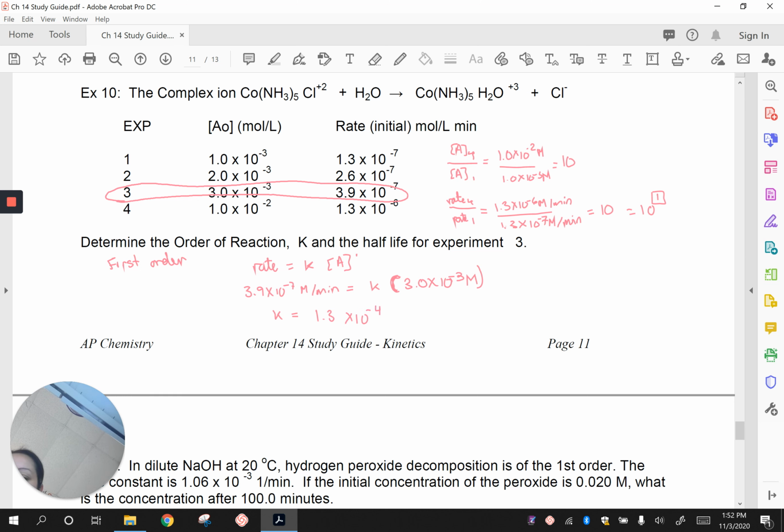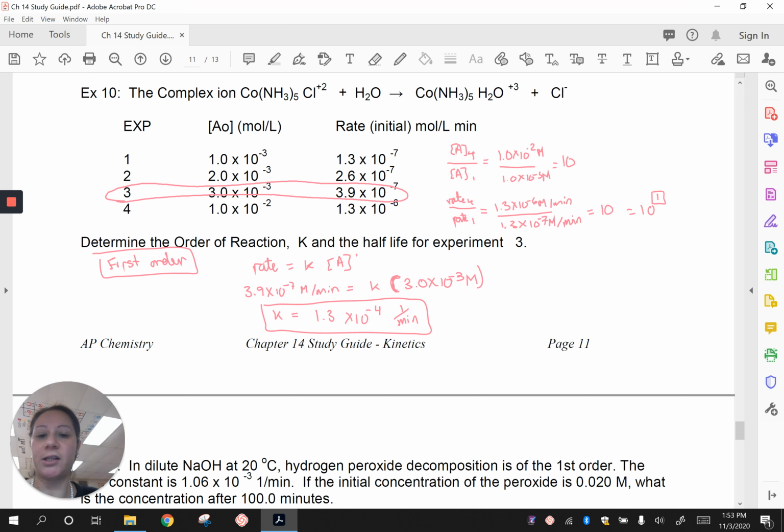For our units, this is a first order reaction, so the units are 1 over time units. If you look at canceling your units as well, this is molar per minute, and this is molar, so the molar and molar cancel, and you get 1 per minute. And so that's our K.